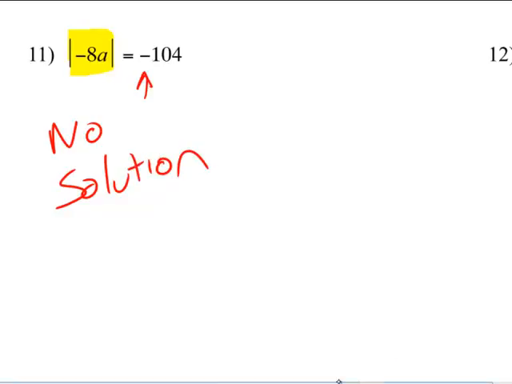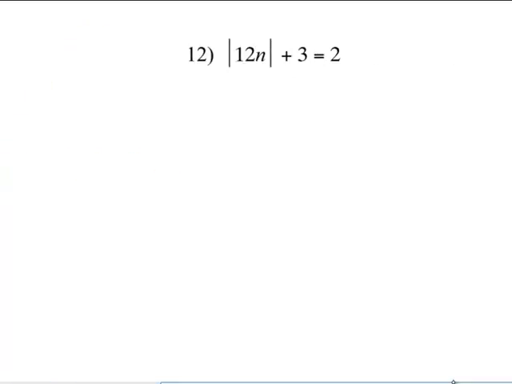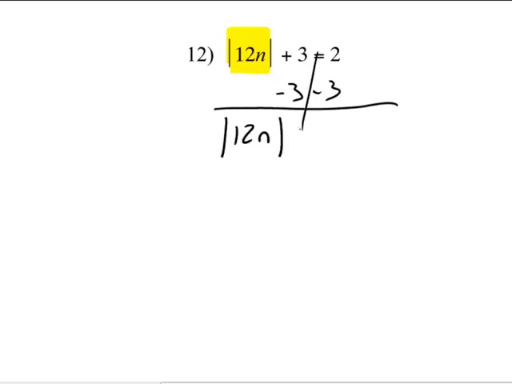Sometimes they're tricky and it won't be so evident until you get to solving this thing. For example, when I have my absolute value plus 3 is equal to 2, it seems all good. But remember, I can't know what's going on until I get this absolute value all by itself. So I have to do a little work. Minus 3, minus 3. So I get absolute value of 12n is equal to 2 minus 3, which is negative 1. Absolute value is equal to negative 1. That tells me right away no solution.